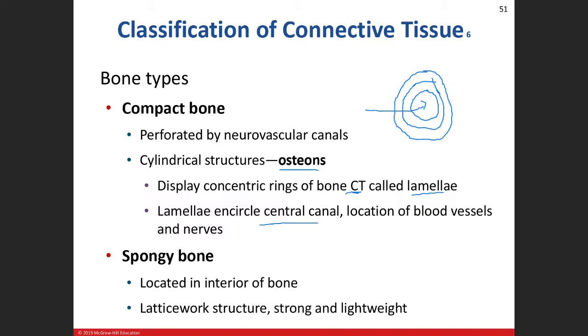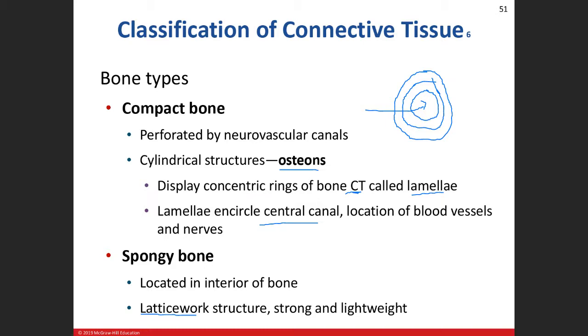The other type of bone is spongy bone. This is found internal to the compact bone. The compact bone is more around the superficial region of the bone, and a little bit deeper inside is the spongy bone. The spongy bone is like the scaffolding or the lattice work, and I'll show you a picture. This is where you're going to find your bone marrow. It lives on the inside in the spongy bone.